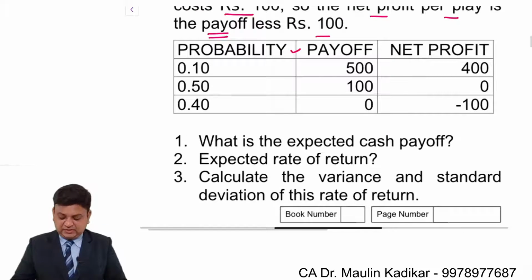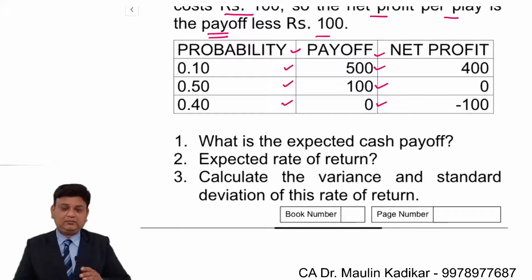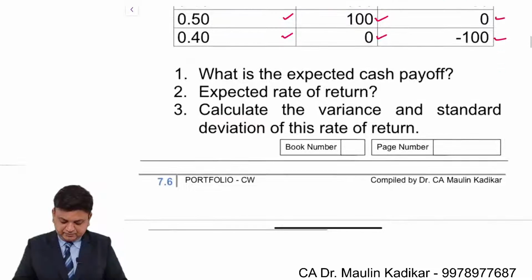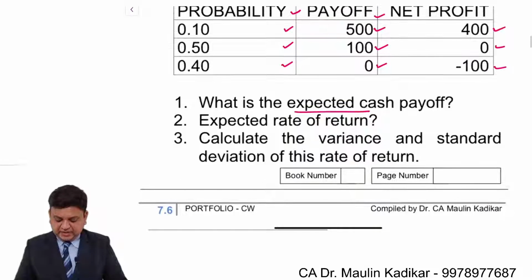Probability is given to us, and for each probability the payoff is given to us. There are 10% chances the payoff is 500, 50% chances the payoff is 100, and there are 40% chances the payoff is 0. Amount of payoff minus 100, that is the way you get the net profit. The first question is, what is the expected cash payoff?